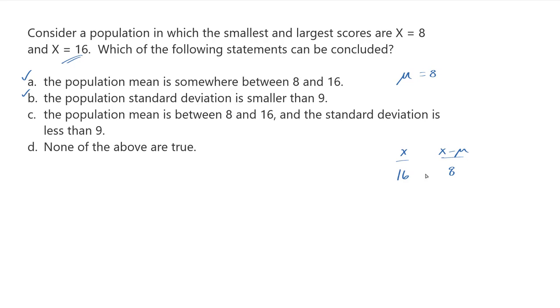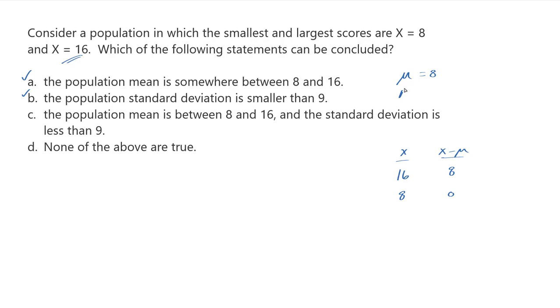Think of the other score, the other end of the spectrum. I have a score that's 8. 8 minus 8, my deviation will be 0. So the closer you get to 8, the smaller the deviations will be. The closer you get to the other end, the oldest kids, if I've got a group of kids between the ages of 8 and 16, the biggest difference between a person's age and the average, which is 8, is going to be this deviation here. So this is my largest possible deviation.